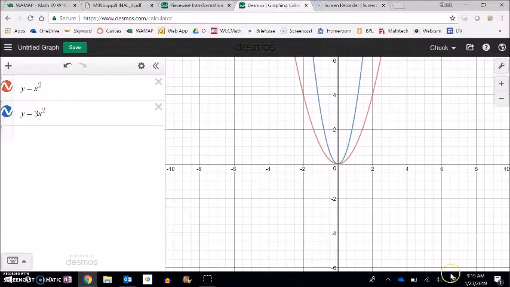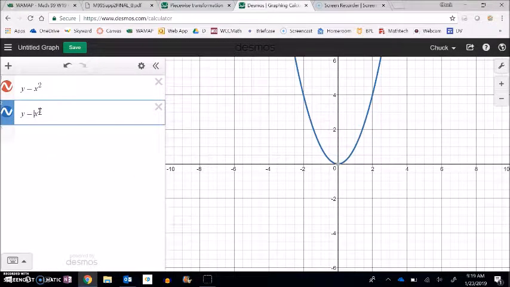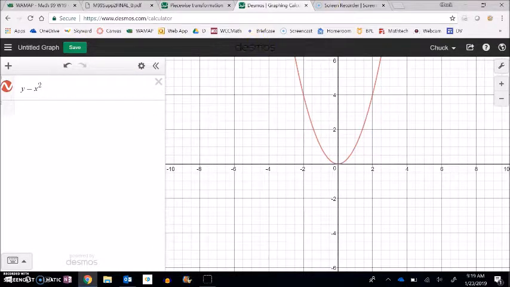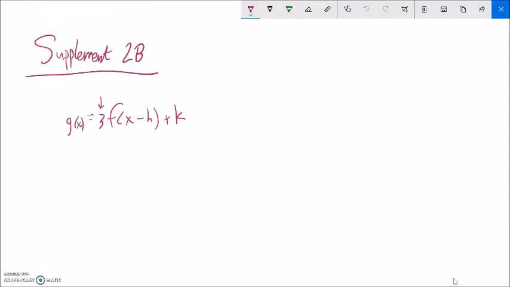Or if it's a fraction, let's say that instead of y equals 3x squared, it was y equals 1 half x squared, you can see that it makes it grow slower. Now, instead of going over 1, up 1, this is going over 1, up a half. So that multiplier out front, that's what it does, which hopefully makes sense. So now I have this multiplier out here, and I'm going to call this a stretch, the vertical stretch.